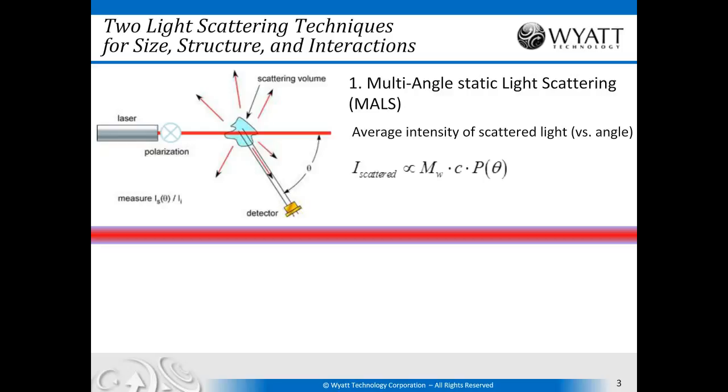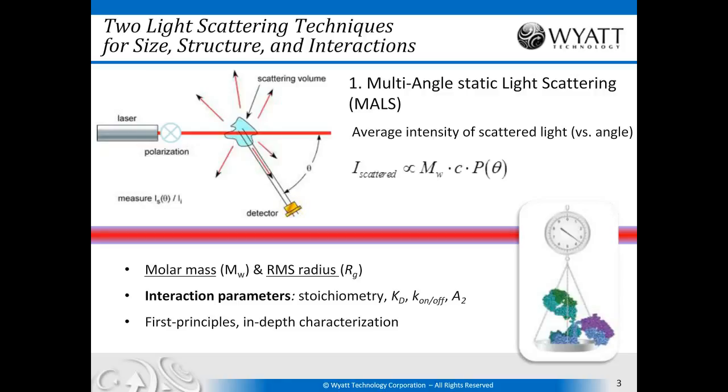And it turns out that this is actually a first principles relationship, that the intensity of the scattered light is proportional to the product of the concentration of the molecule, its molecular weight, and there's also an angular dependence, which depends on the size of the molecule, and that's captured in this P of theta term. And P of theta actually goes to 1 as theta goes to 0. So if we could place a detector right over here at 0 angle, this term would go to 1, but in order to analyze the size and shape of the particle, we need to place detectors at a series of angles in order to map out P of theta.